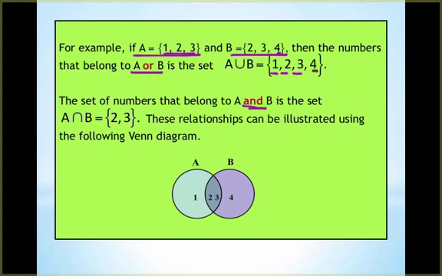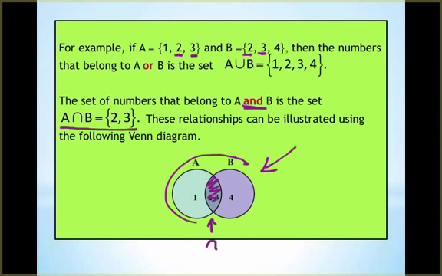Now, if we're doing an and problem, A and B, then it has to be numbers that are in both of those groups. So if I look at my two sets, the numbers that appear in both of those groups are 2 and 3. So the intersection of A and B would be the set 2 and 3. You can also look at this in terms of a Venn diagram. If you look at the part where the two sets overlap, that part is your intersection. And if you look at all the numbers, then that is your union.